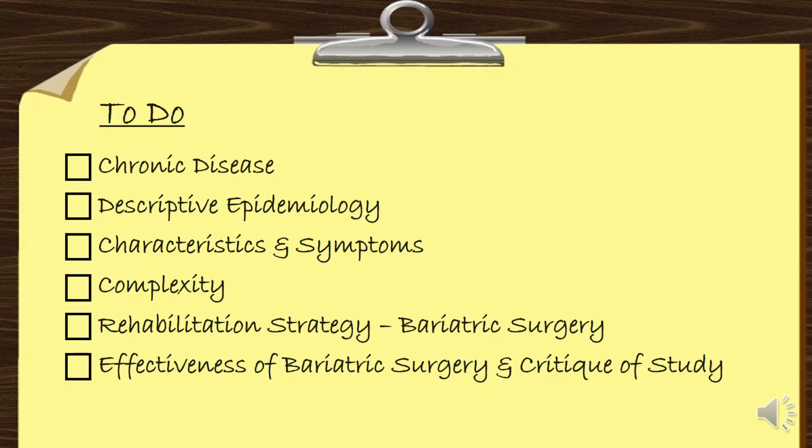The following is an outline for our presentation. First, we will be describing how type 2 diabetes fits with the definition of a chronic disease. Next, we will talk about the descriptive epidemiology of type 2 diabetes. We will then move on to talking about the characteristics and symptoms of type 2 diabetes. After that, we will describe why diabetes is a complex disease. Next, we will be describing a strategy that can help manage diabetes called bariatric surgery.